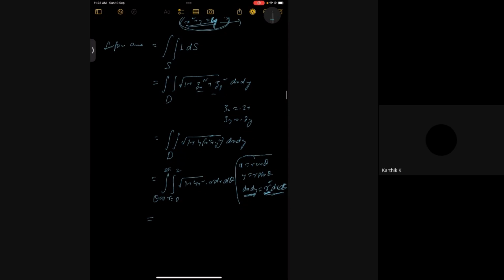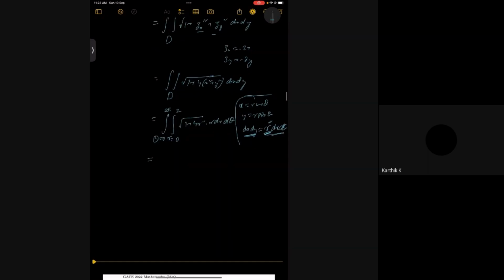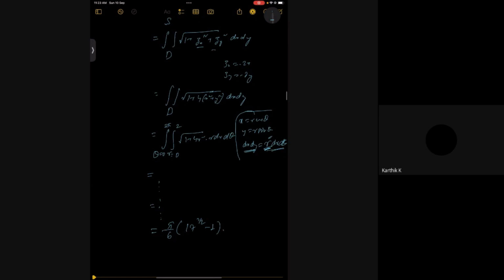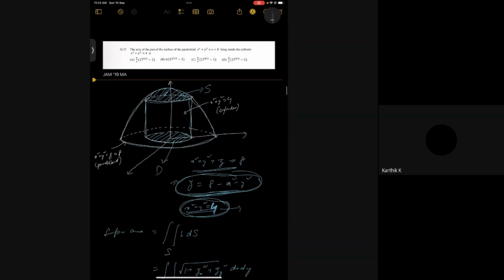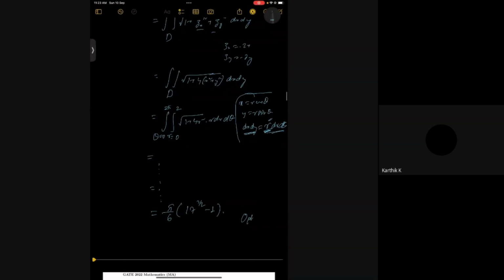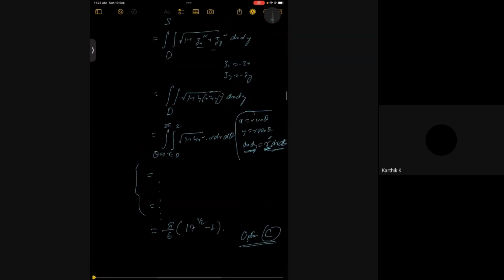Again, it's easy and just some mechanical work, and you find that the answer is actually equal to pi by 6 times (17 to the power 3 by 2 minus 1). So that is nothing but option C, pi by 6 times (17 to the power 3 by 2 minus 1). Option C. Guys, I'm skipping the steps so that it doesn't consume much time, so we can cover lots of problems instead of just working on all these routine computations.